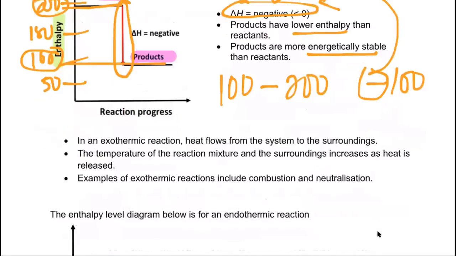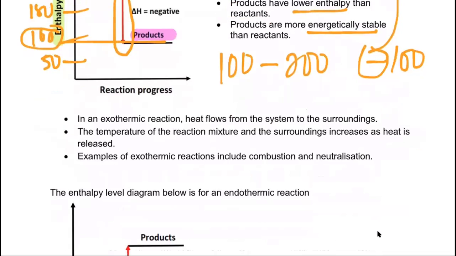So down here, it just kind of summarizes a couple of things on these bullets. It says that in exothermic, heat flows from the system to the surroundings. And so the temperature of the reaction mixture and the surroundings increases as heat is released. Exothermic reactions include combustion and neutralization. So we need to know any type of combustion reaction or any type of acid-base neutralization reaction is exothermic. Anything that's burning, anything that's giving off heat, anything that feels warm to you is considered an exothermic reaction because it's releasing heat out to the surroundings and you can feel that heat, okay?